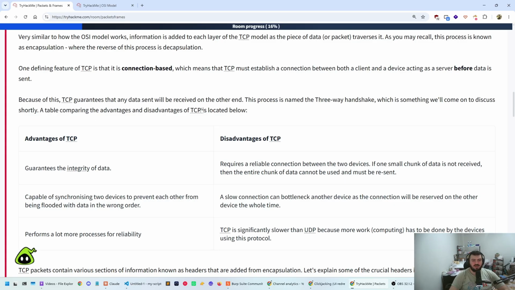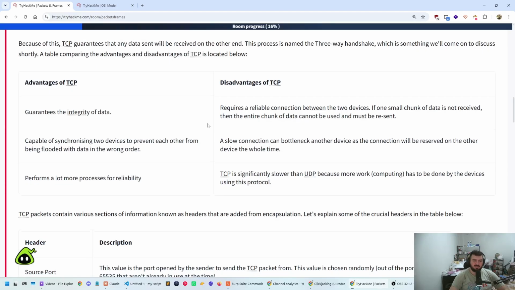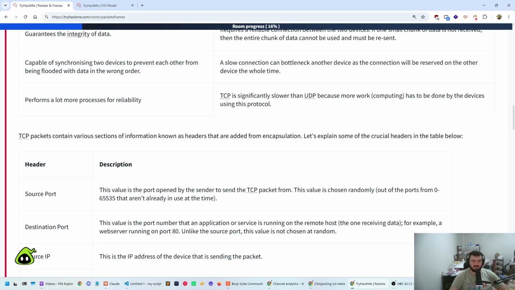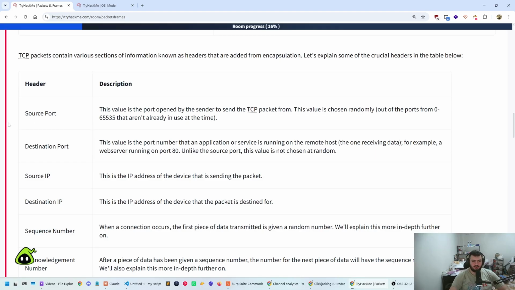A table comparing the advantages and disadvantages of TCP is below. We also talked about this in the TCP and UDP video, so we're not going to go over it again. TCP packets contain various sections of information, such as headers that are added from encapsulation. Let's explain some of the crucial headers in the table below. Source port.